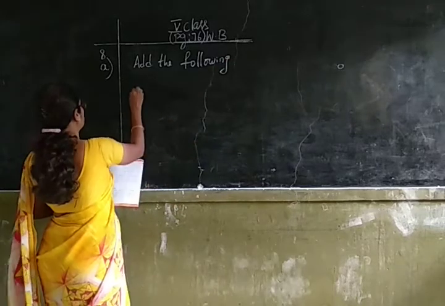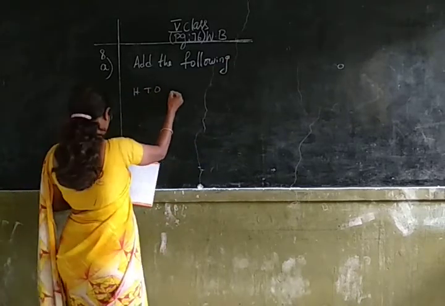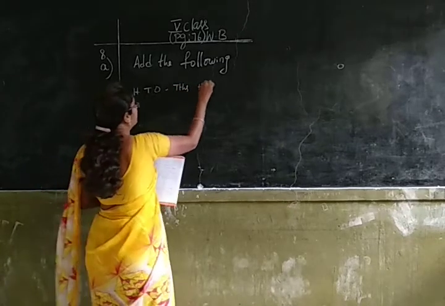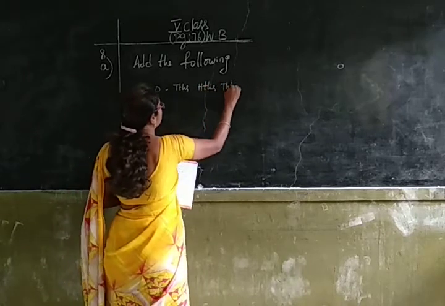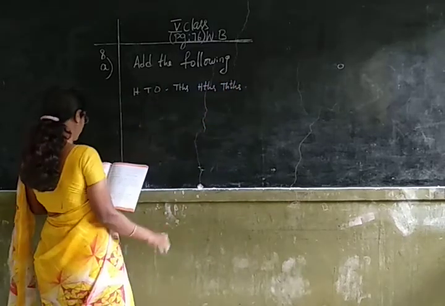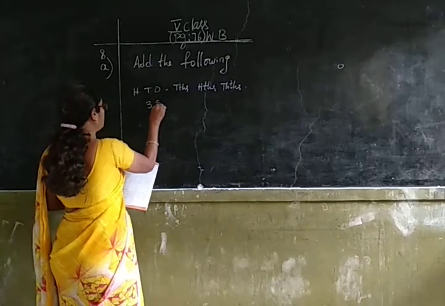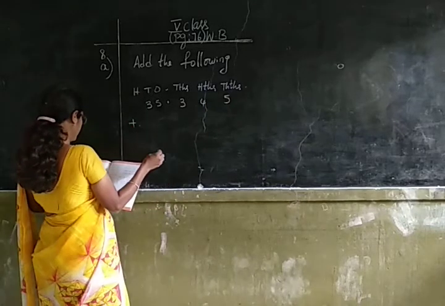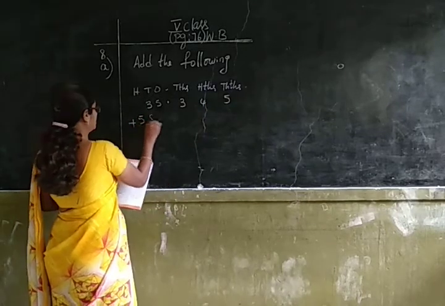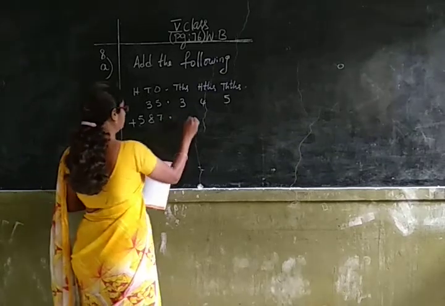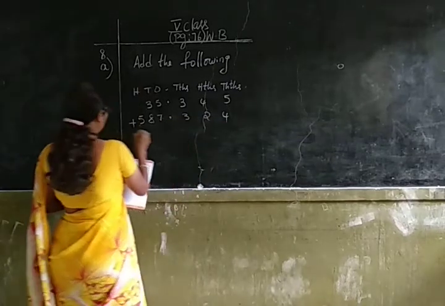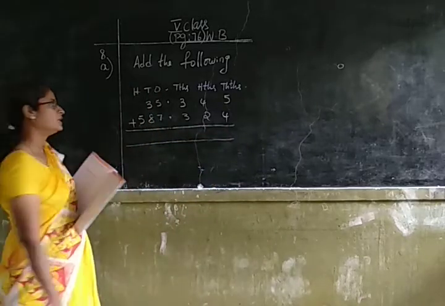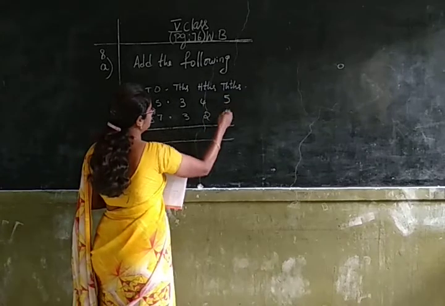First let us write down the places: hundreds, tens, ones, tenths, hundredths, thousandths. The first number is 35.345 plus the second number 587.324. First, let us write down the places and arrange the numbers in columns. Let us start adding from the thousandths place.